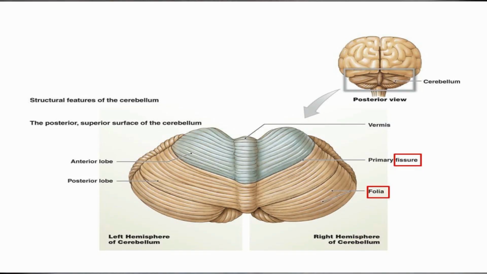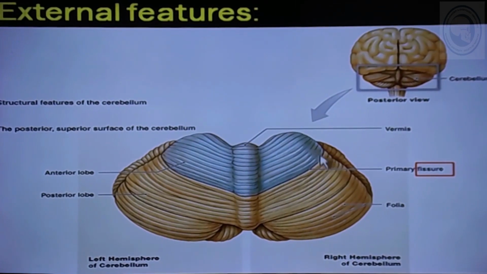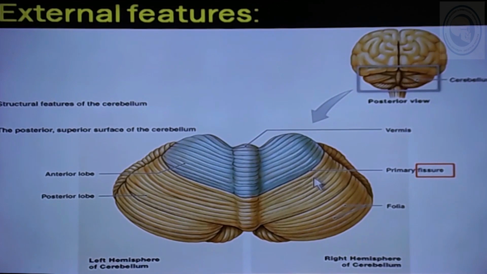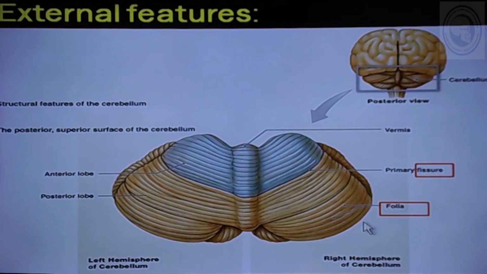Okay. What about external features of the cerebellum? When you look at the cerebellum, we will find it divided by depressions called fissures. And also the surface shows areas in between these fissures called folia. So the surface of the cerebellum shows depressions and elevations in between. The depressions are called fissures, while the elevations in between are named folia.